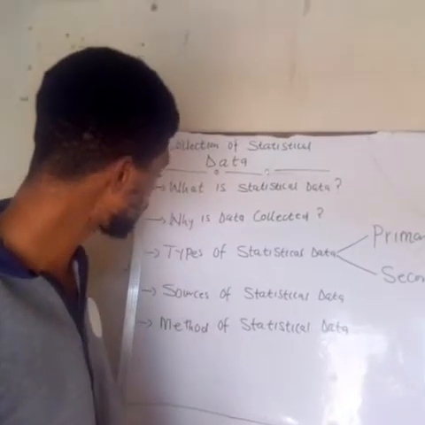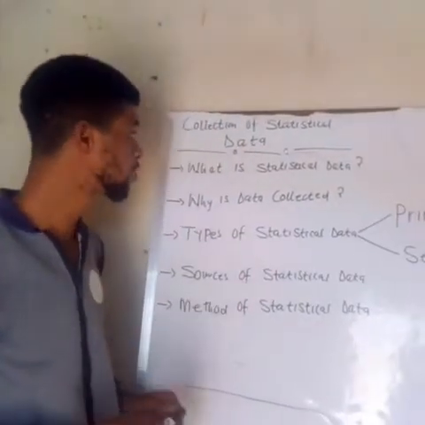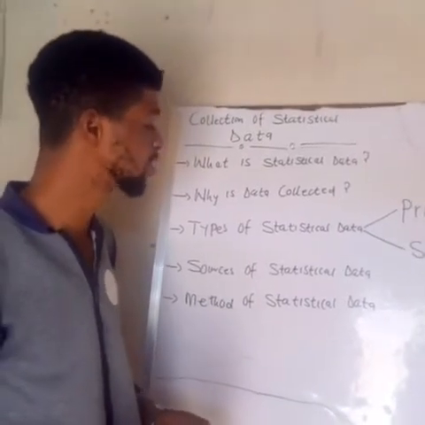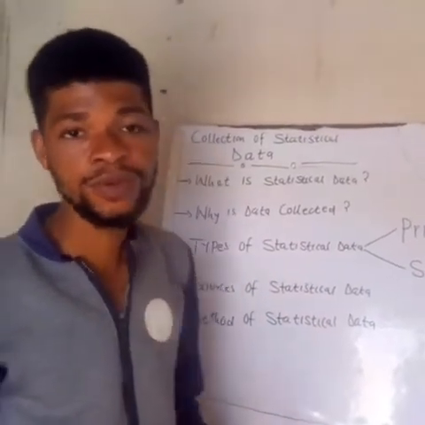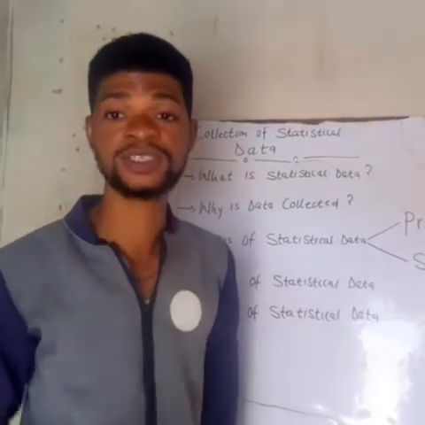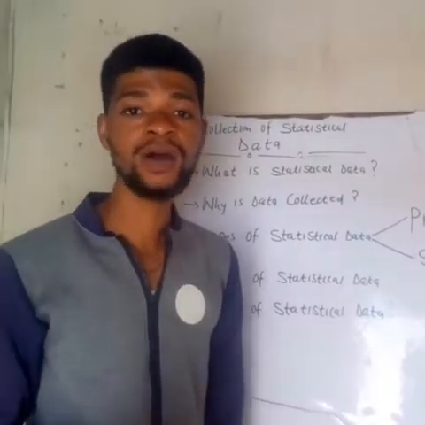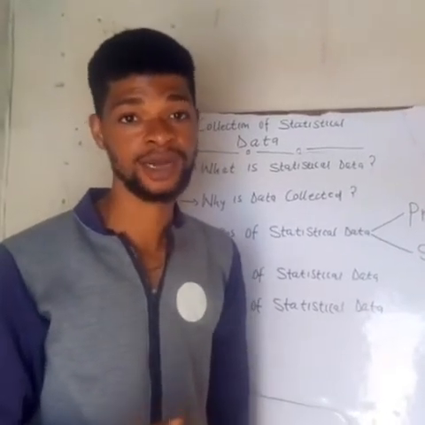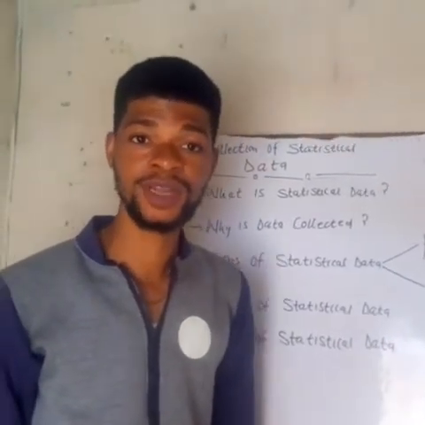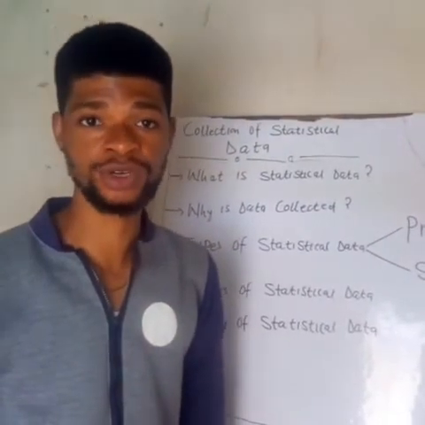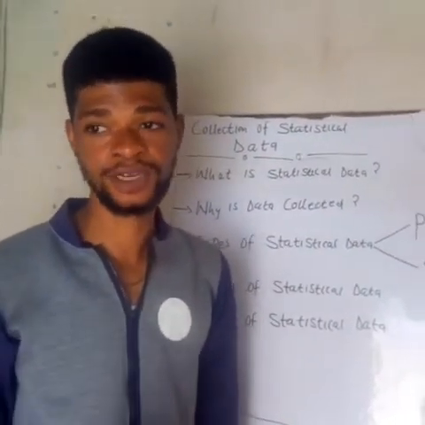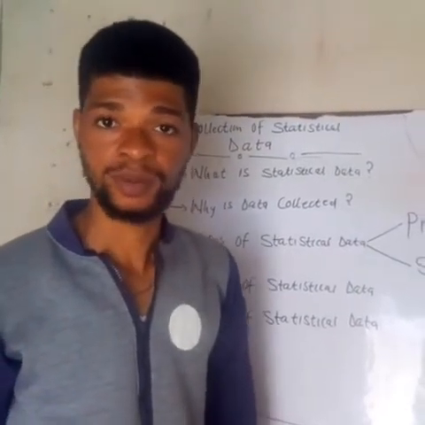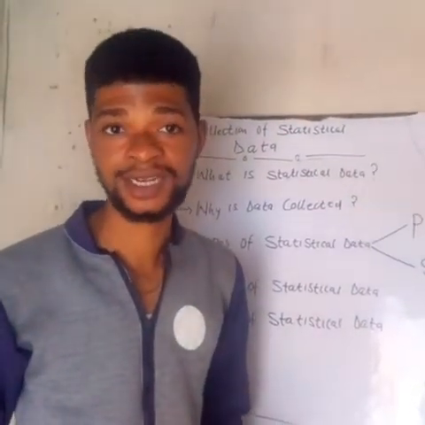Now, number four of this data collection is the source of statistical data. When we talk about the source of statistical data, we simply talk about where our data can be collected. Data can be collected from any source, either from a factory, an institution, or a company, based on their data analysis.